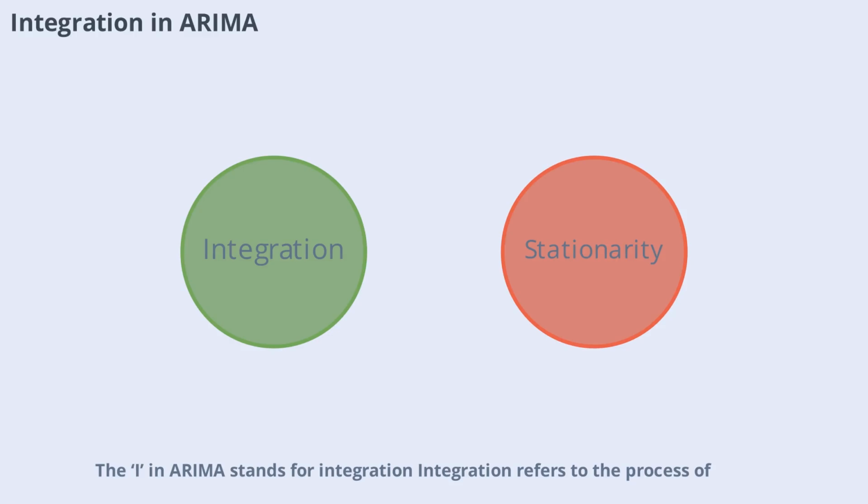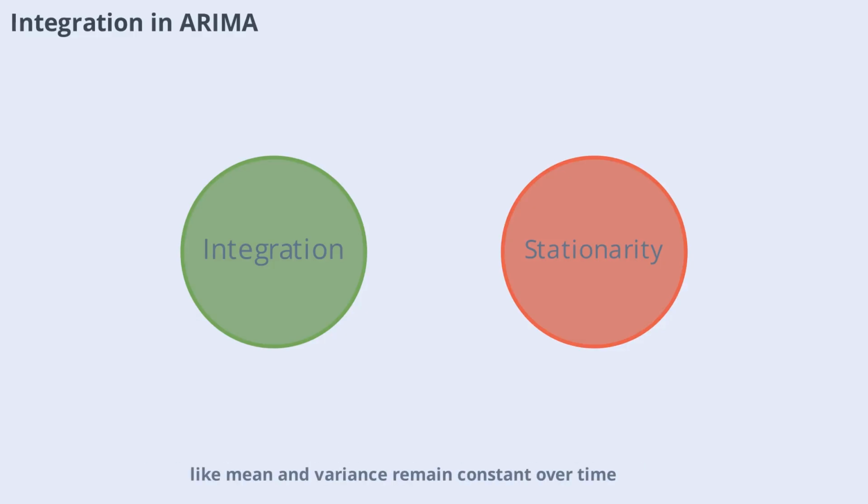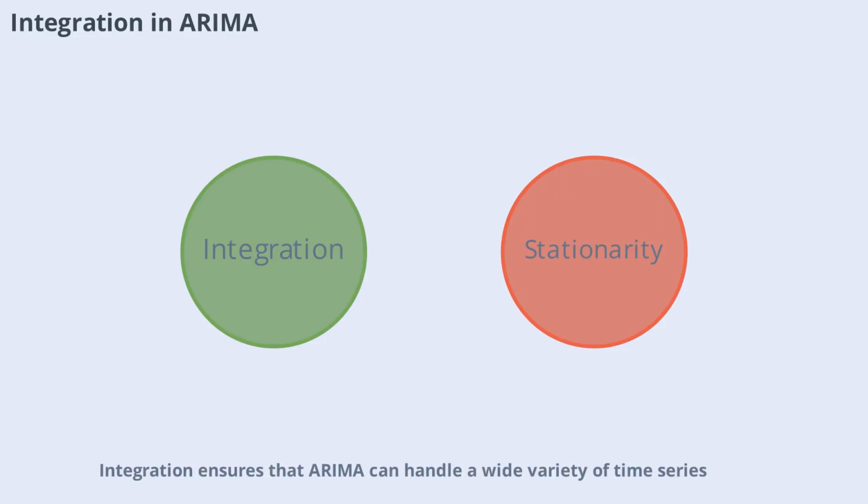The I in ARIMA stands for integration. Integration refers to the process of differencing the data to make it stationary. Stationarity means that the statistical properties of the series, like mean and variance, remain constant over time. Many real-world time series have trends or seasonality, making them non-stationary. By differencing, we remove these trends and stabilize the data, which is crucial for accurate modeling. Integration ensures that ARIMA can handle a wide variety of time series, even those with complex patterns.